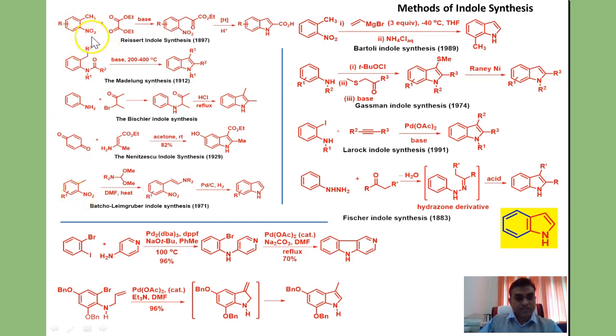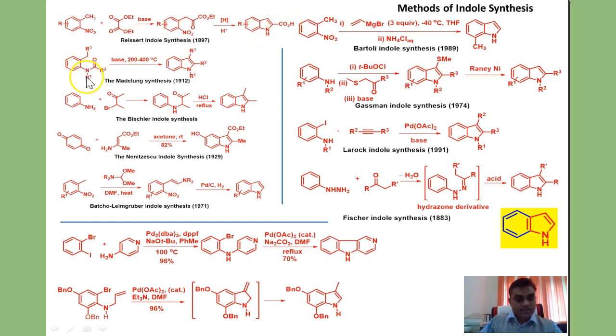In these three methods, Reissert, Madelung and Batcho-Leimgruber, we are starting with ortho-disubstituted benzenes, and therefore we have to make an arrangement for only one carbon atom here. So diethyl oxalate and an N,N-dimethylformamide acetal type of substrate were utilized. Then it undergoes a condensation to form this ketoester. Here it forms an enamine, and then under reductive cyclization we get the indole molecule.